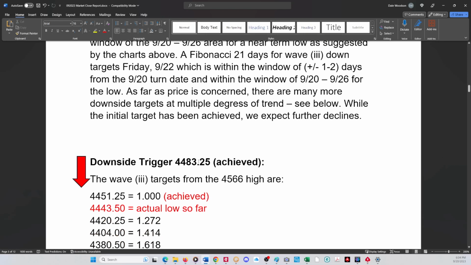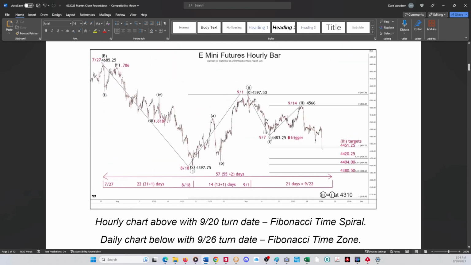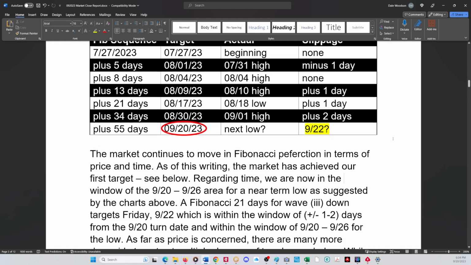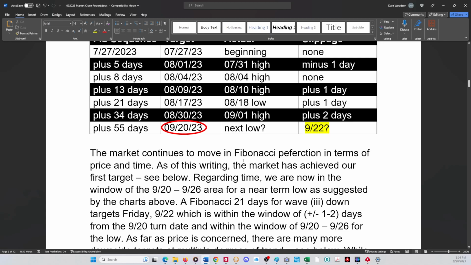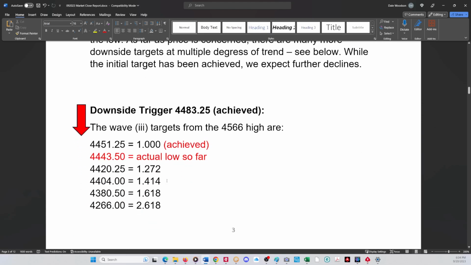Okay, our downside trigger was 44.83 last week, and there it is. It was attained, which gave us the trigger hits; the targets are next. So triggers activated, targets are achieved. First one is achieved, so we've got further to go. This looks like it's got further to go in terms of price and time. Okay, so it hit the first target. You can see our targets right there.